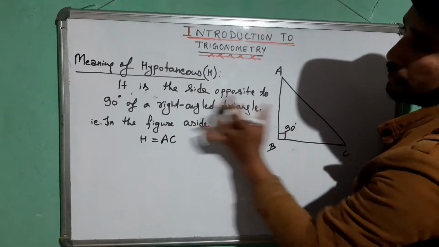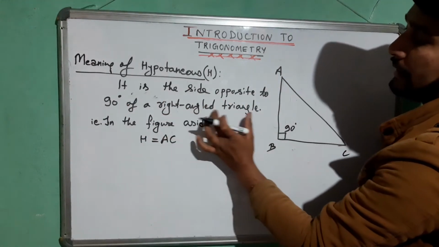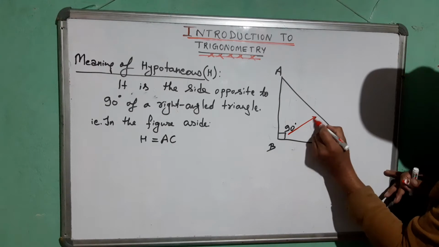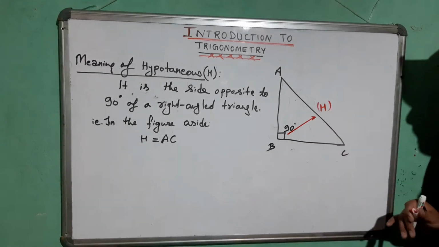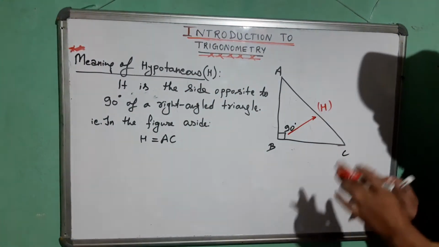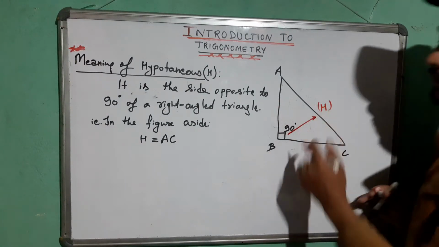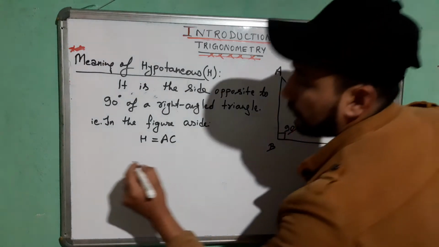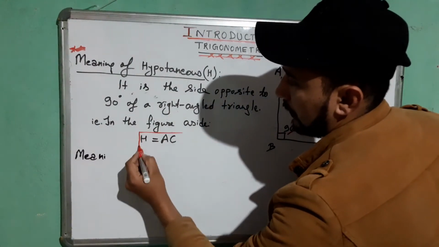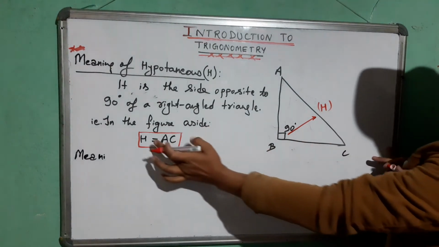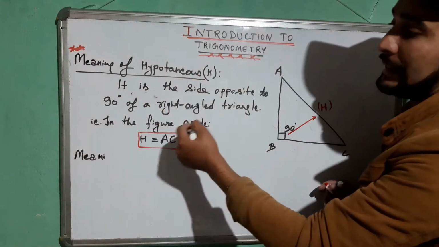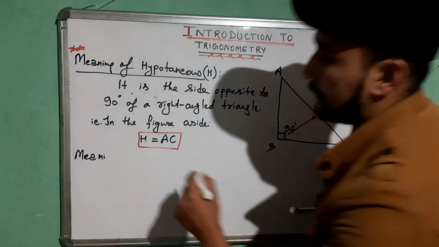See how I have written hypotenuse. It is the side opposite to the 90 degree angle of a right angled triangle. This is 90 degrees, and just opposite to this 90 degrees is the hypotenuse. Remember this, it is very, very important. The side opposite to 90 degrees of a right angle triangle is known as hypotenuse. Here h equals AC for this diagram only. That statement you should memorize.